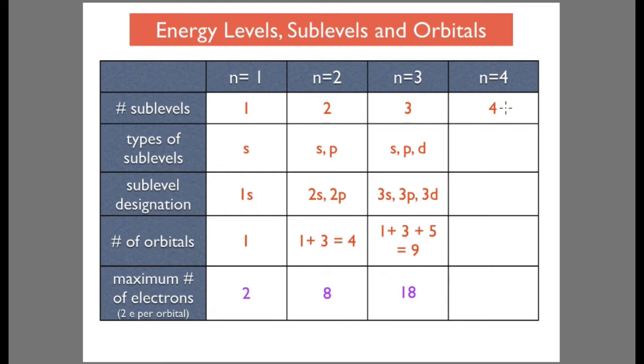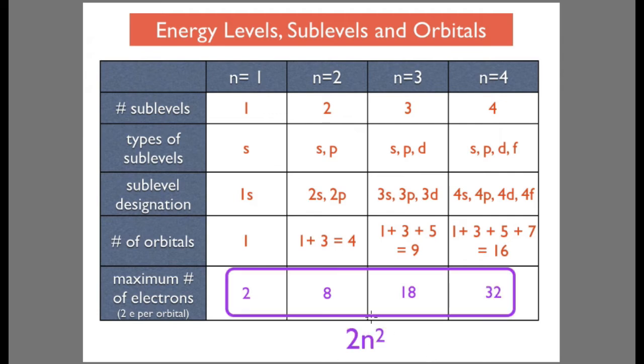And finally, in the 4th energy level, there's 4 sublevels, S, P, D, and F. The sublevel designation, 4s, 4p, 4d, 4f. I think you're getting the hang of it now. The number of orbitals, there's 1 s, there's 3 p orbitals, 5 d orbitals, and 7 f orbitals, so 16 altogether. And yes, you're right, that means it can hold 32 electrons. And this fits the formula 2n squared.